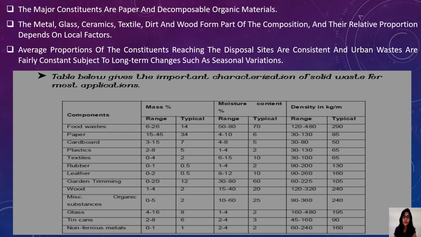The major constituents are paper and decomposable organic materials. The metal, glass, textile, dirt and wood form part of the composition and their relative proportions depend on local factors. Average proportions of the constituents at the disposal sites that consist of urban waste are fairly constant, subject to long-term changes such as seasonal variations.